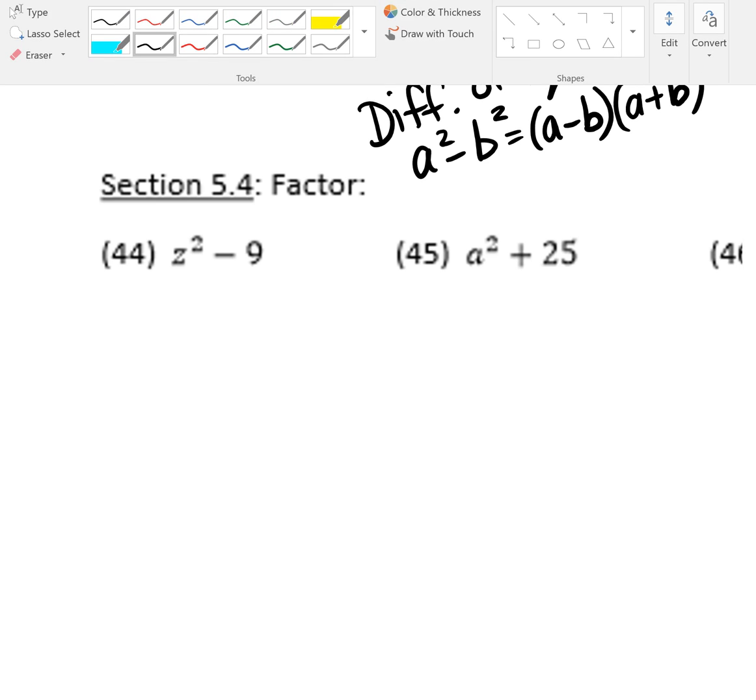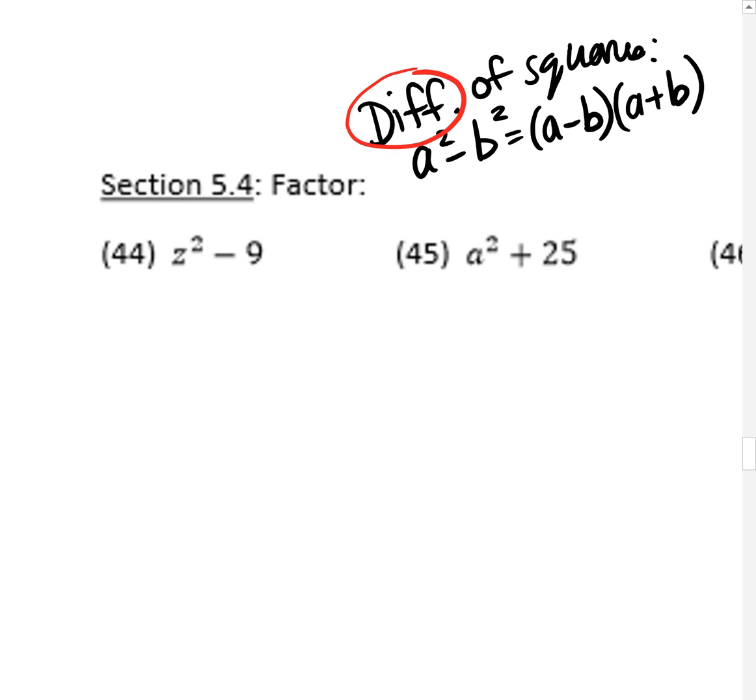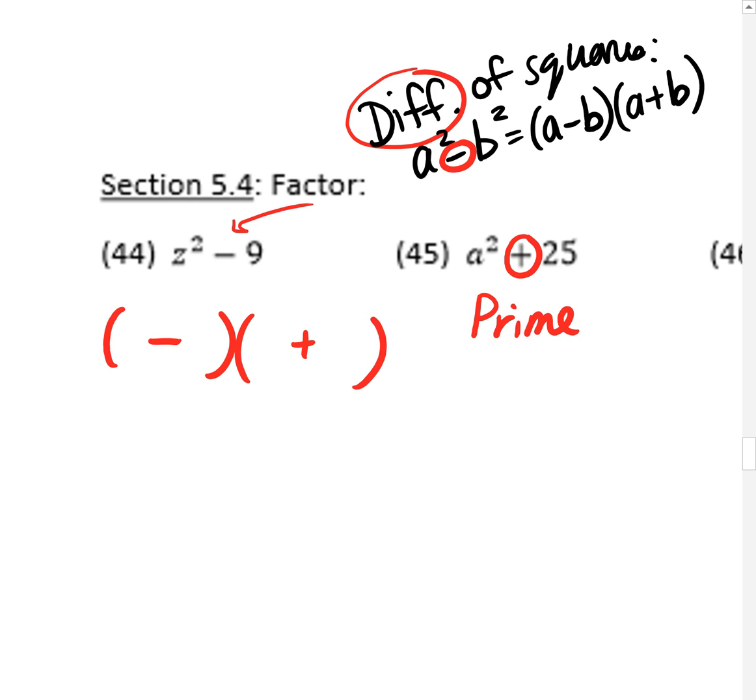But notice, difference of squares means subtraction. Difference means subtraction. So if you see a plus like here, this is prime. It can't be factored if there's a plus. Only the ones with a minus, like this first problem, can be factored. And just like the little formula shows, it factors into something minus something, something plus something. The first terms of both polynomials: what are you squaring to get the first term? Well, that'd be z, because z squared is z squared. And then the second terms: what are you squaring to get 9? That'd be 3, because 3 squared is 9.